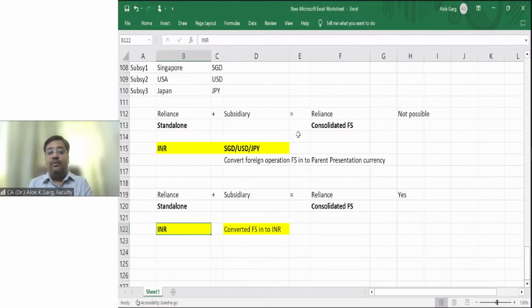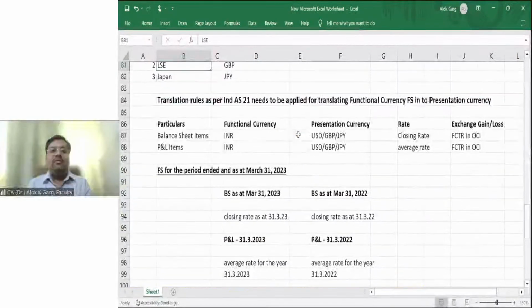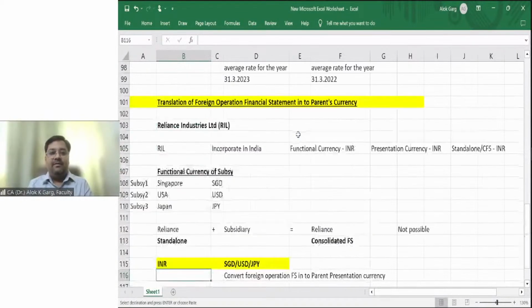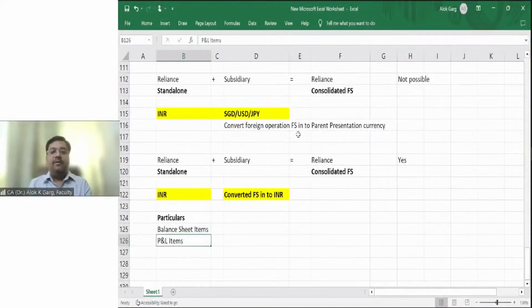Sir, we understood, but how do we need to convert this financial statement into INR? What is the translation rule? The translation rule is pretty simple. Balance sheet items at closing rate. P&L items at average rate, right?